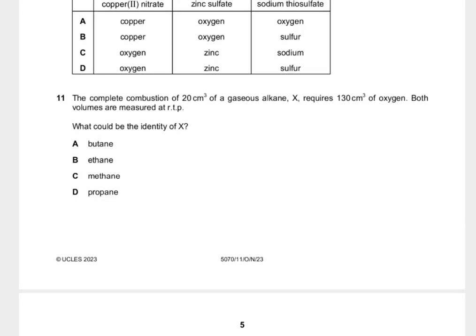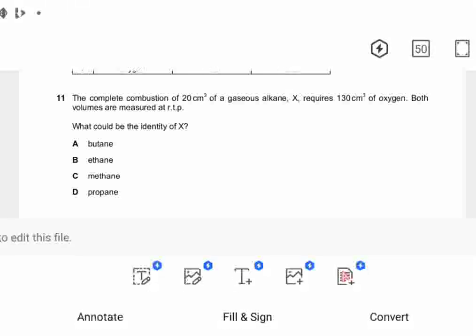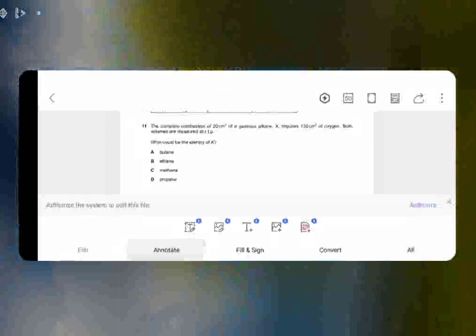Complete combustion of 20 cm³ of a gaseous alkane required 130 cm³ of oxygen, and both volumes are measured at RTP. Now we need to identify X: butane, ethane, methane, or propane. There we go with the numerical.